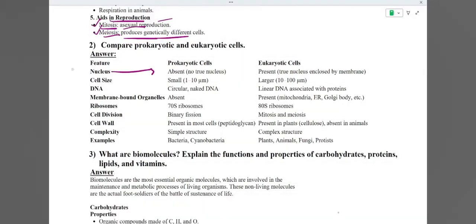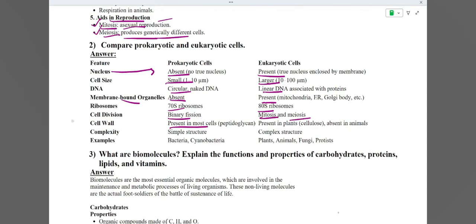You can see here nucleus is absent and here it is present. Next is cell size is small and here it is large. Next is DNA, that is circular, and here it is linear. And membrane bound organelles, that is mitochondria and all, it is absent in prokaryotic cell, it is present in eukaryotic cell. And ribosome is 70s and here it is 80s. Cell division happens through binary fission, here through mitosis and meiosis.